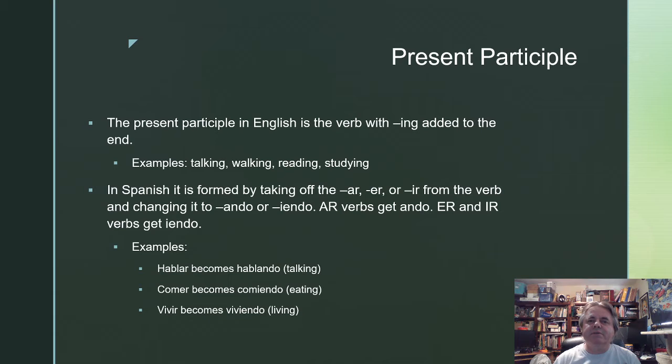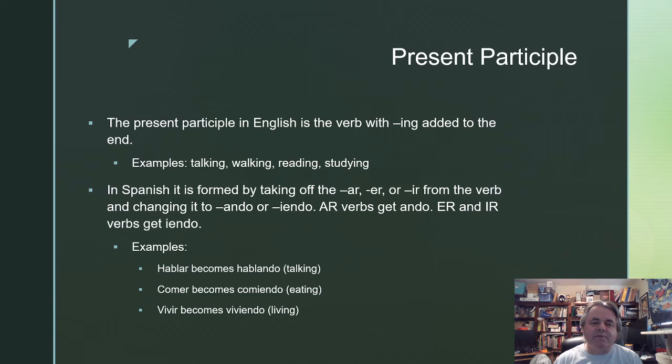In Spanish, it's really similar. It's not exactly the same, but it's really similar. I'm going to take the verb, and unlike English, where I don't have to take anything off, in Spanish, I take off the -ar, I take off the -er, I take off the -ir from the back of the verb. I'm going to then change that to -ando or -iendo. If it's an -ar verb, it's going to get -ando. If it's an -er or an -ir verb, it's going to get -iendo.